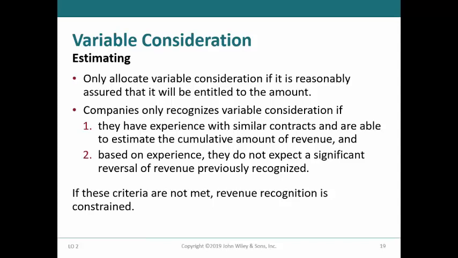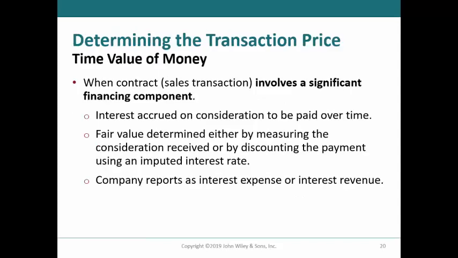In the case of Peabody Construction that we just discussed, if revenue were constrained, none of the $50,000 bonus would be recognized until the contract was completed.